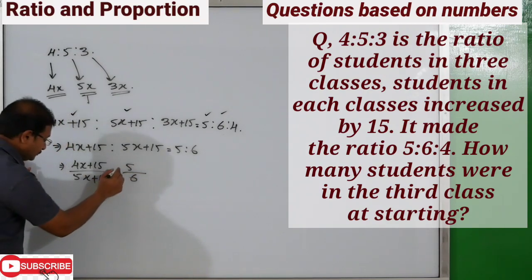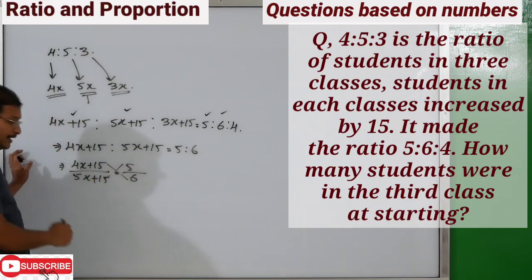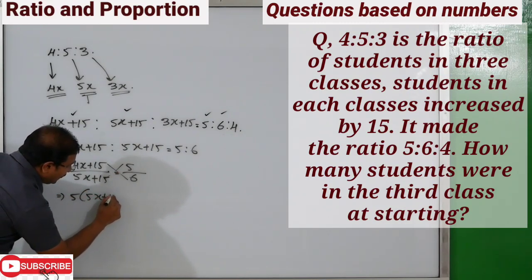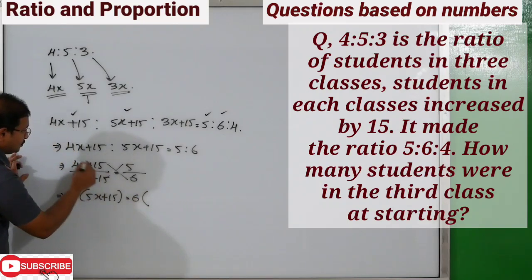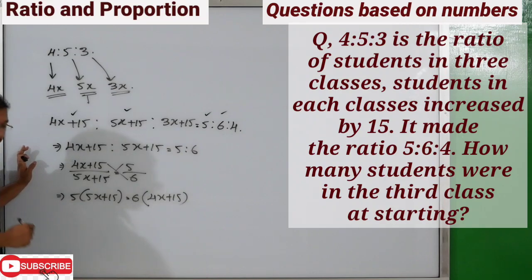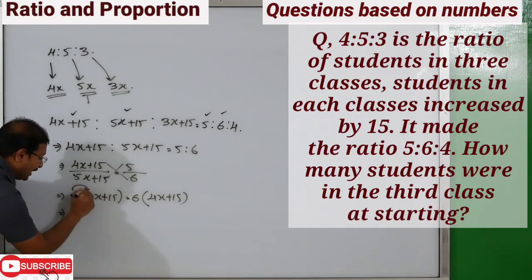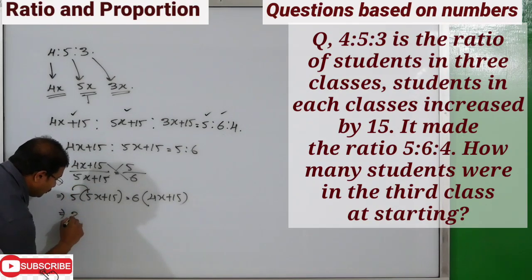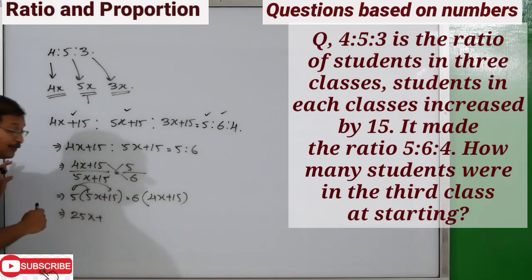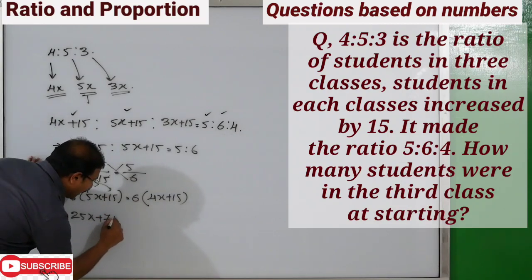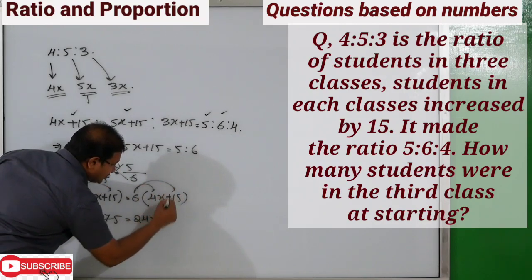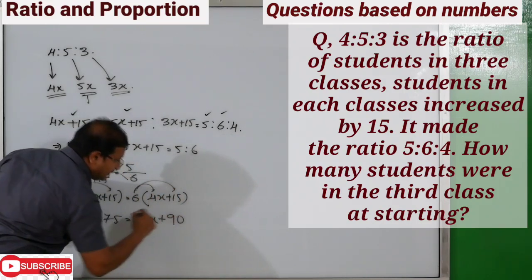Let's cross multiply. Ready? That implies 5 into 5x plus 15 equals 6 into this 2, what is that? 4x plus 15. Ready? This implies, now 5 into 5x, that is 25x. We are opening the bracket, plus 5 into 15, that is 75, equals 6 into 4, 24x. Again 6 into 15, that is 90.